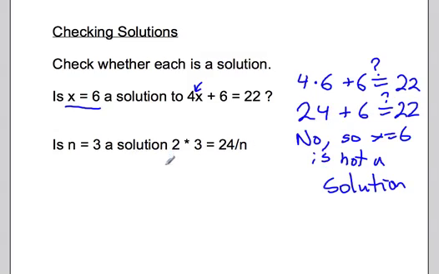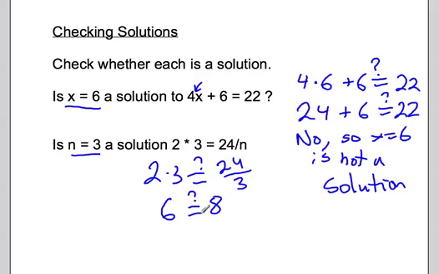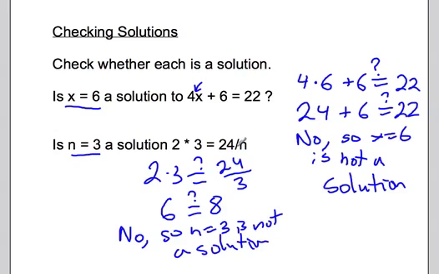Okay, in the next example, is n equals 3 a solution to this equation? Well, let's see. 2 times 3, does that equal 24 divided by 3? So 2 times 3 is 6. Does that equal 8? No. So also, n equals 3 is not a solution to this equation. It's only a solution if it makes the equation true, and they're not true, so they're not solutions to the equation.